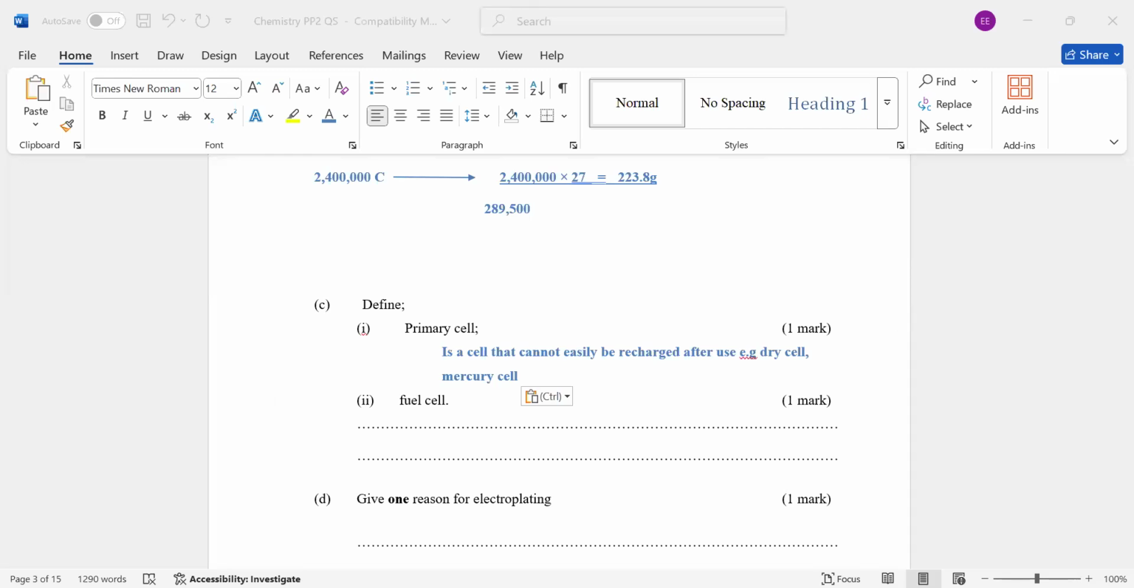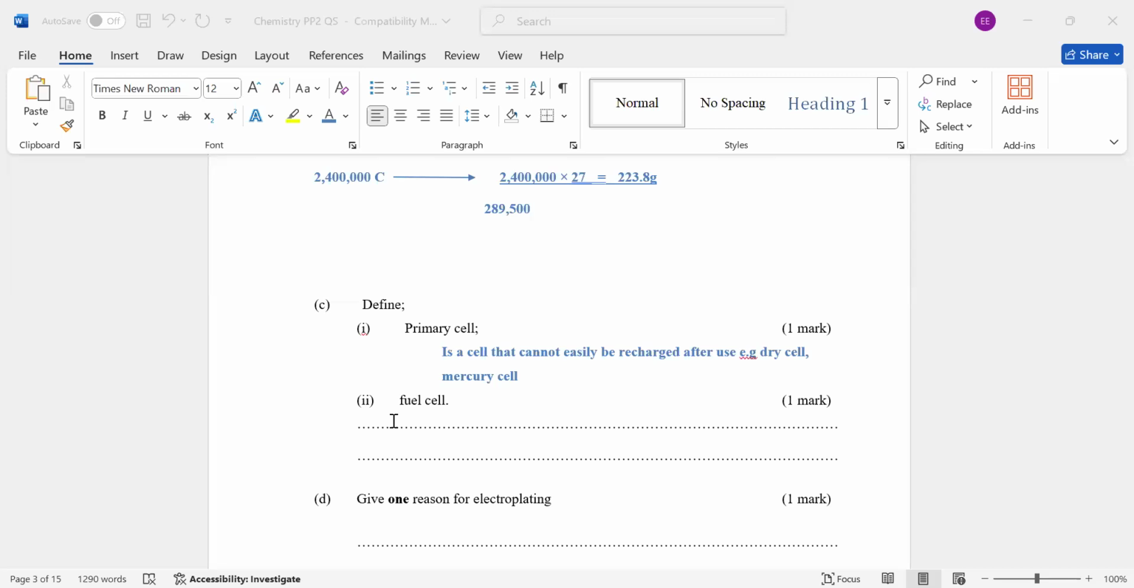Fuel cells, these are types of cells which convert chemical energy of a fuel directly to electrical energy. Very correct. Example, hydrogen oxygen cell. Very correct. And he really did very, very good research. The fuel cells, they convert the chemical energy to electricity. Actually, that is the key word.